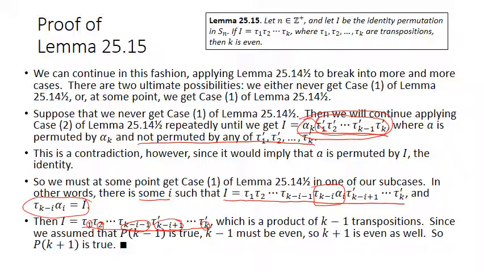And then since we assume that p of k minus 1 is true, that means that since we express the identity as the product of k minus 1 transpositions, k minus 1 must be even, and that implies that k plus 1 is even as well. So that implies that p of k plus 1 is true, and so that ends the proof. The lemma result follows by mathematical induction.